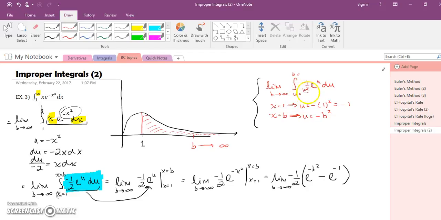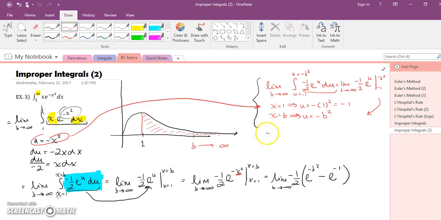So I still translated my integrand to u talk. Then I translated my limits of integration to u talk. This is going to eliminate the need to go back to x, which I did right here. So when x is 1, here's my little dictionary. When x is 1, u is negative 1. When x is b, u is negative b squared. So now I have the limit as b goes to infinity of, I'm going to do the antiderivative right now. The antiderivative of e to the u is e to the u. I'm going from negative 1 to negative b squared. These are u values here.